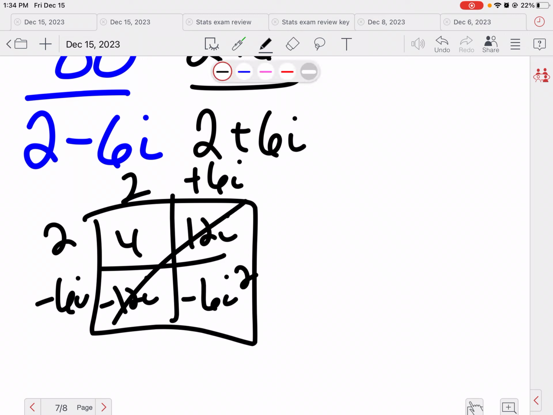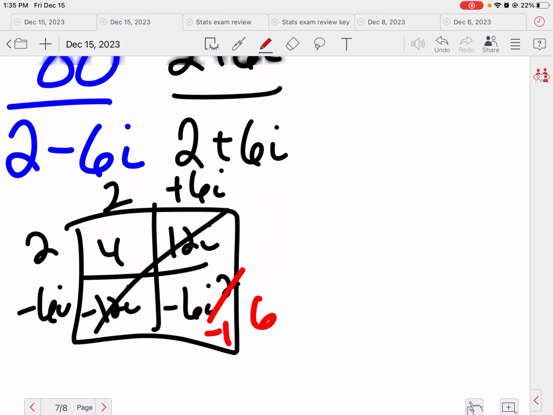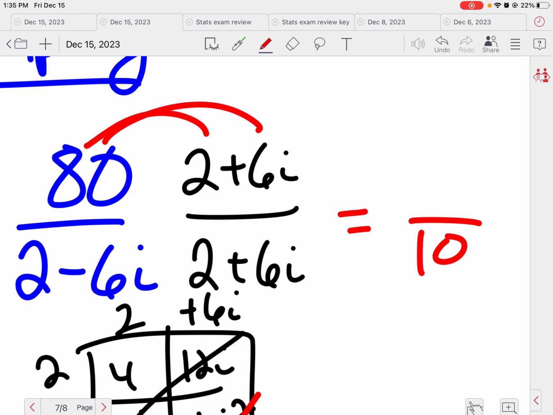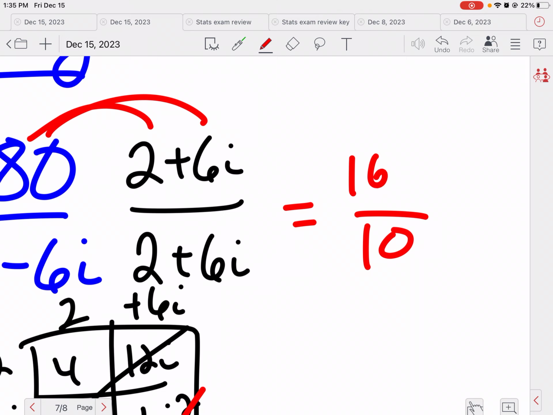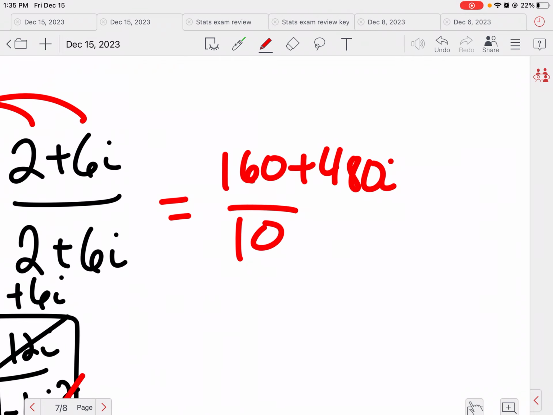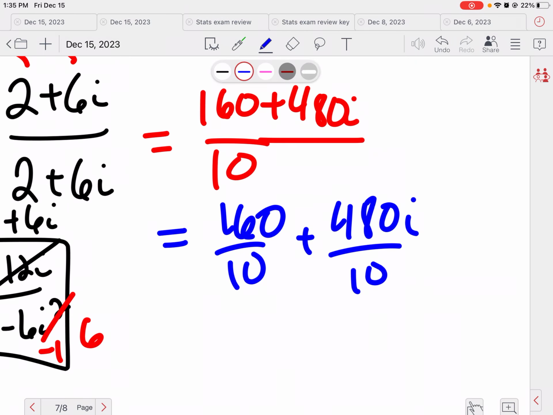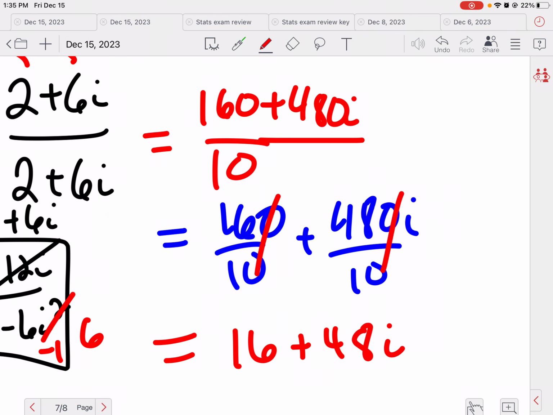Those i's cancel out. Again, i squared is equal to negative 1. Negative 36 times negative 1 is 36, and so that means my denominator is 40. I would distribute this 80 to both pieces, so that's going to be 160 plus 480i. Okay. If it asks it to be in a plus bi form, you just separate 160 over 10 and 480 over 10, and then reduce fractions if possible. So this would be just 16 plus 48i, because our zeros cancel out.